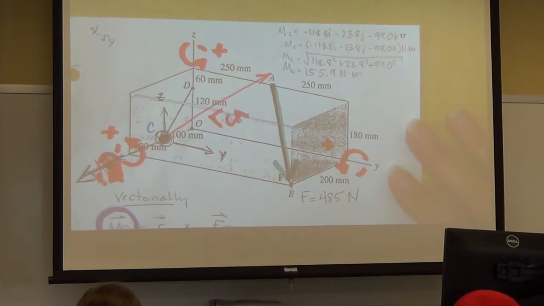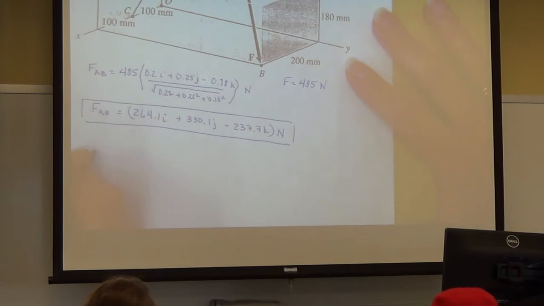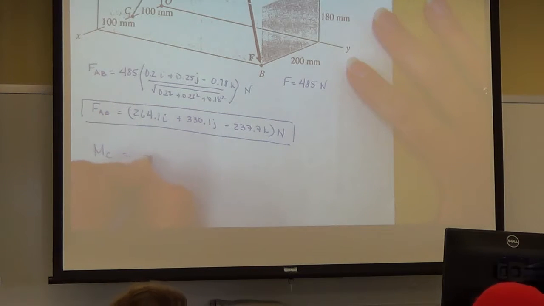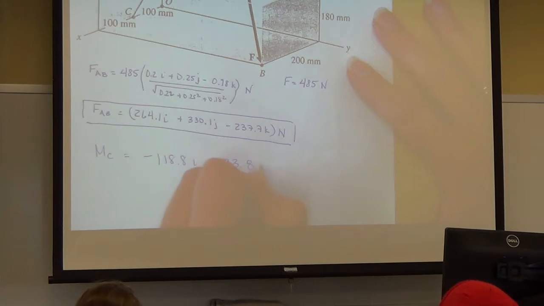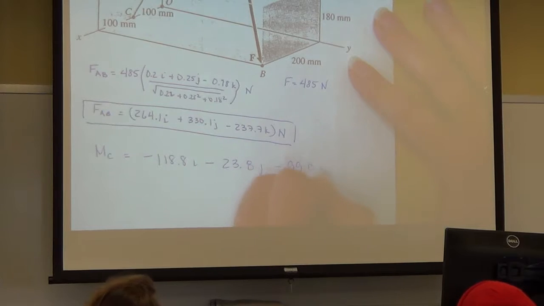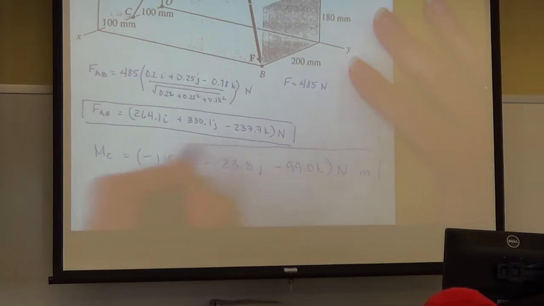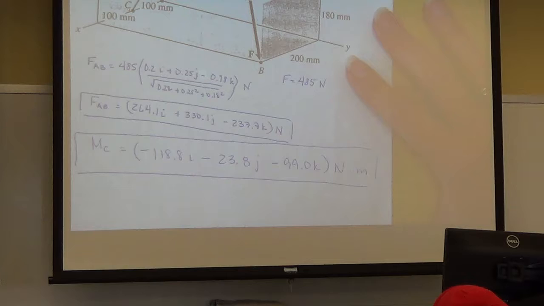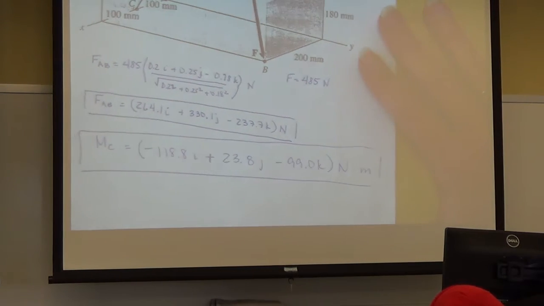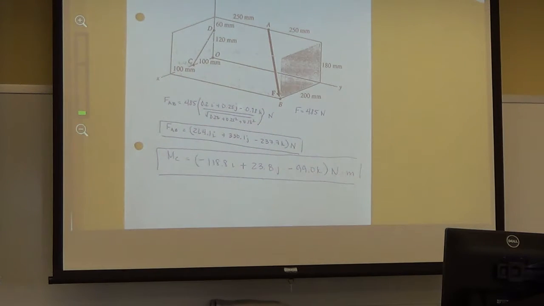So the first thing we did, and since I have a clean sheet, I'm going to do this here. I'm going to say the moment about C is equal to negative 118.8 I minus 23.8 J minus 99.0 K. And the units we were looking at is Newton meters. Plus 23.8. Say it again? It's positive 23.8 J. Oh, is this positive? Yes. Everyone? Okay, thank you. Make sure everybody has these numbers down. You should have them from last week.